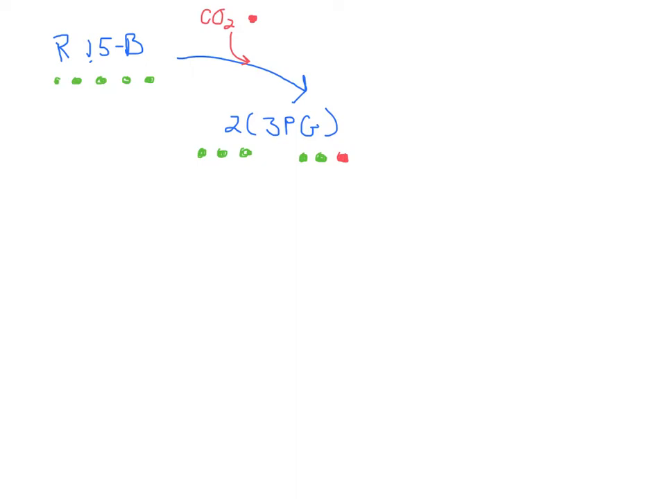Now let's continue on with the pathway. And through a series of steps that we're not going to go through in detail because they're not relevant to this question, you end up with glyceraldehyde 3-phosphate, which I'm going to abbreviate as G3P. Now both of these still each have 3 carbons.